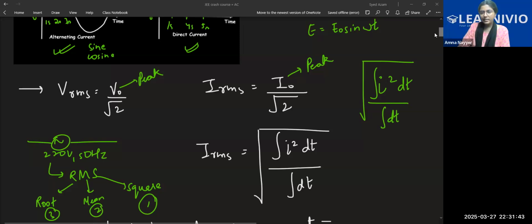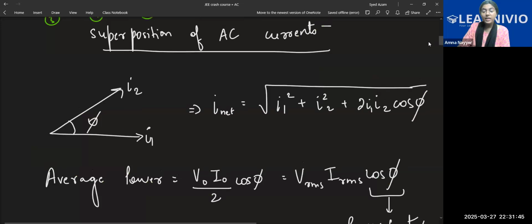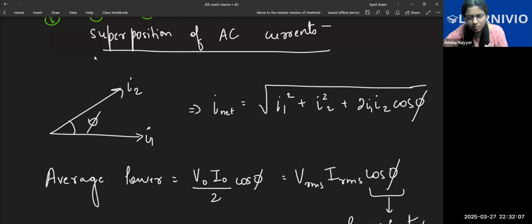Okay, so let's continue. Yeah, this is very important. Superposition of AC currents. This is completely different and exclusively for your JEE exam. This doesn't even come in the NEET paper. This comes in JEE. If you have two currents and both of these currents are alternating currents, you can identify the equation I naught sine omega t. There's a derivation also for this.